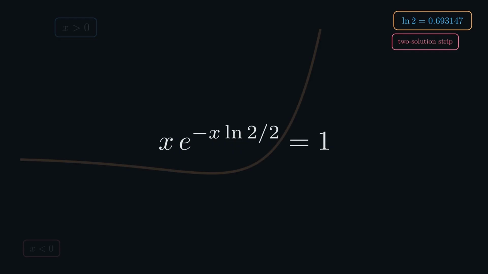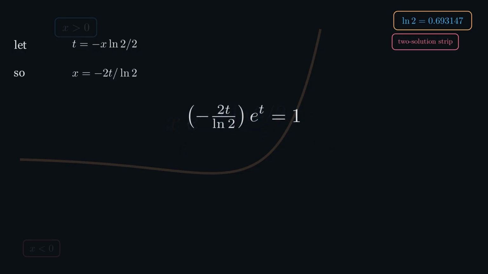Now look at the shape. Something times e to the something, but the somethings don't match. Outside sits x, upstairs sits negative x natural log of 2 over 2. Make them match. Let t equal the upstairs thing. T equals negative x natural log of 2 over 2, which means x equals negative 2t over natural log of 2. Substitute the outside x. Negative 2t over natural log of 2 times e to the t equals 1. Multiply both sides by negative natural log of 2 over 2. T times e to the t equals negative natural log of 2 over 2.